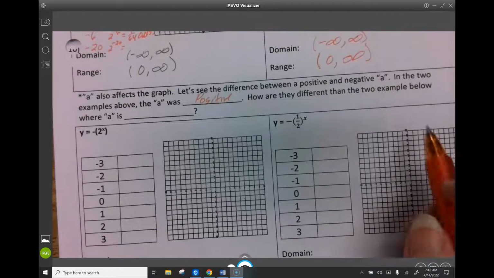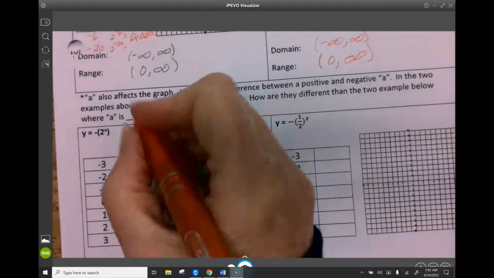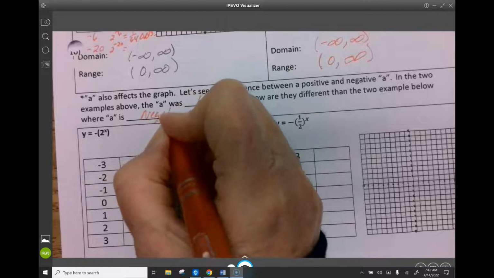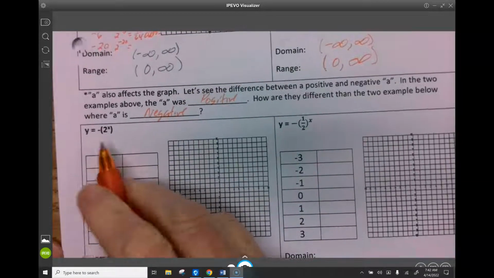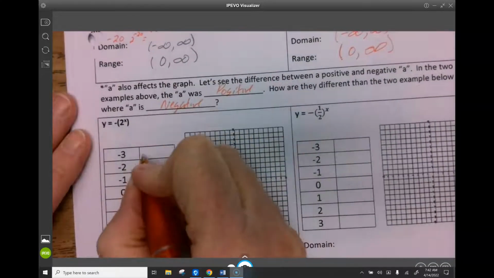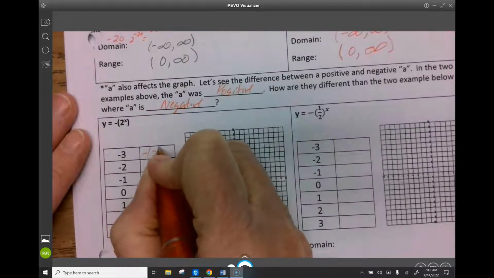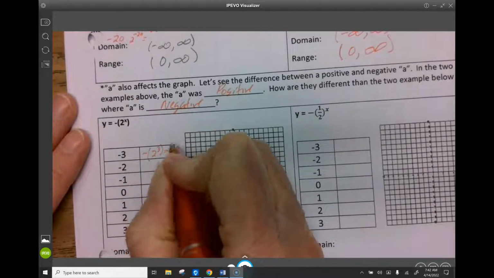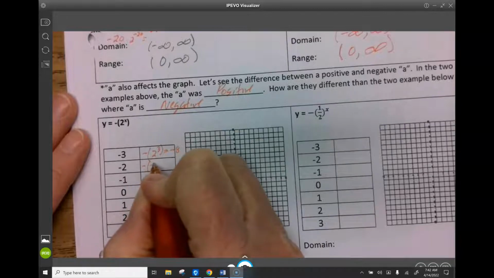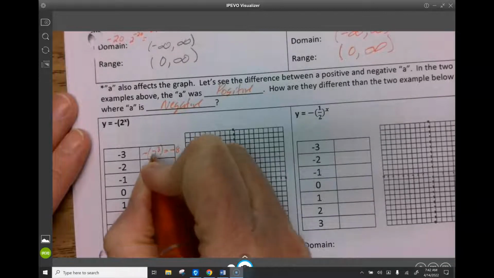So how is it different when a is negative? Well, guess what's going to happen? Same thing. It's going to reflect. But let's just show that. Okay, so I have a negative, and then I'm going to take 2 to the third power, so that's going to be a negative 8. Negative, 2 to the, oops.